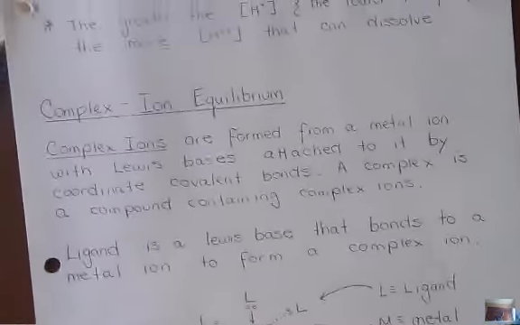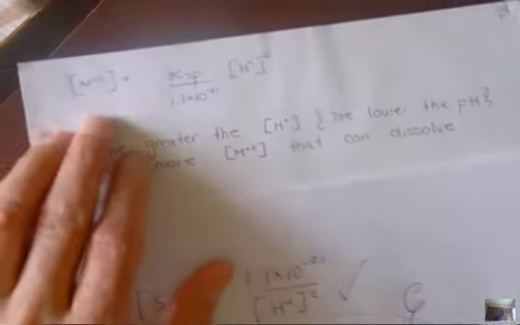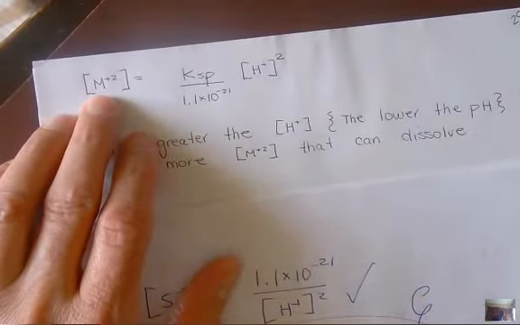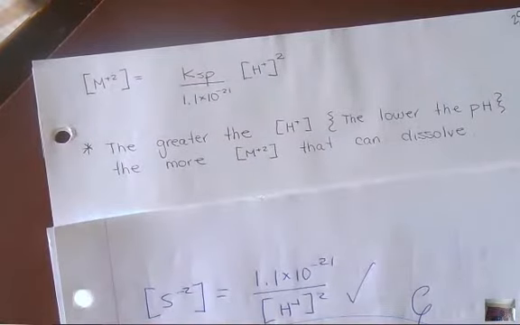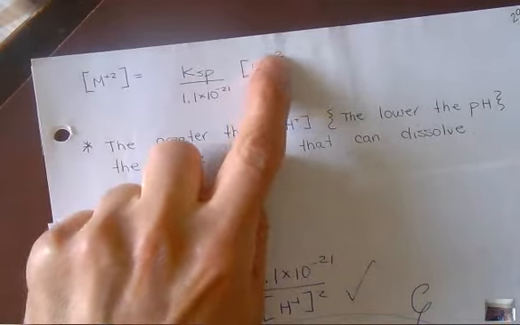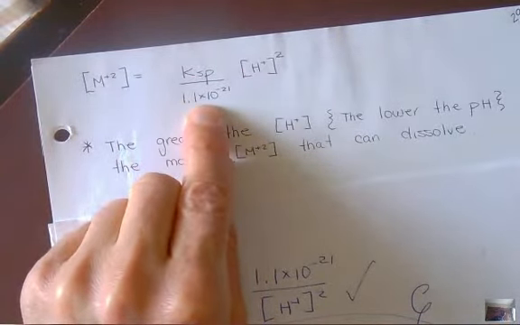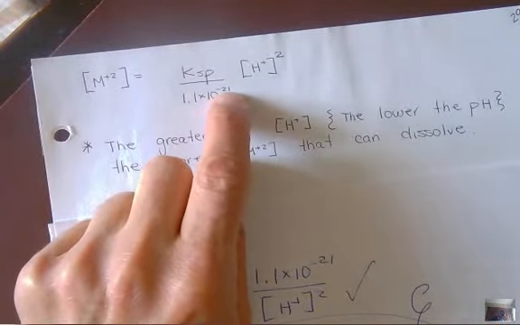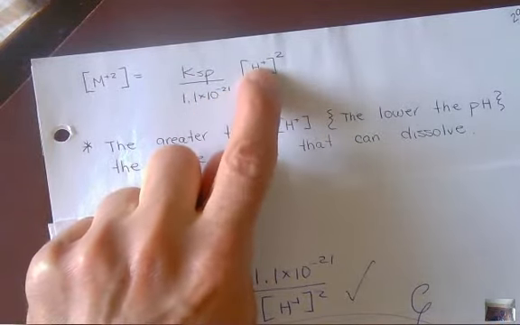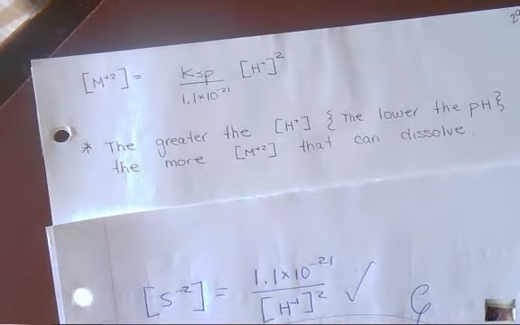And the last way that you could look at it up at the top here is if you want to know what the metal ion concentration is in a solution where you're bubbling 0.1 molar H2S through the solution, you take the KSP of the metal times the hydrogen ion squared divided by 1.1 times 10 to the minus 21st. So the higher the hydrogen ion concentration, the more the metal is going to be able to be dissolved.